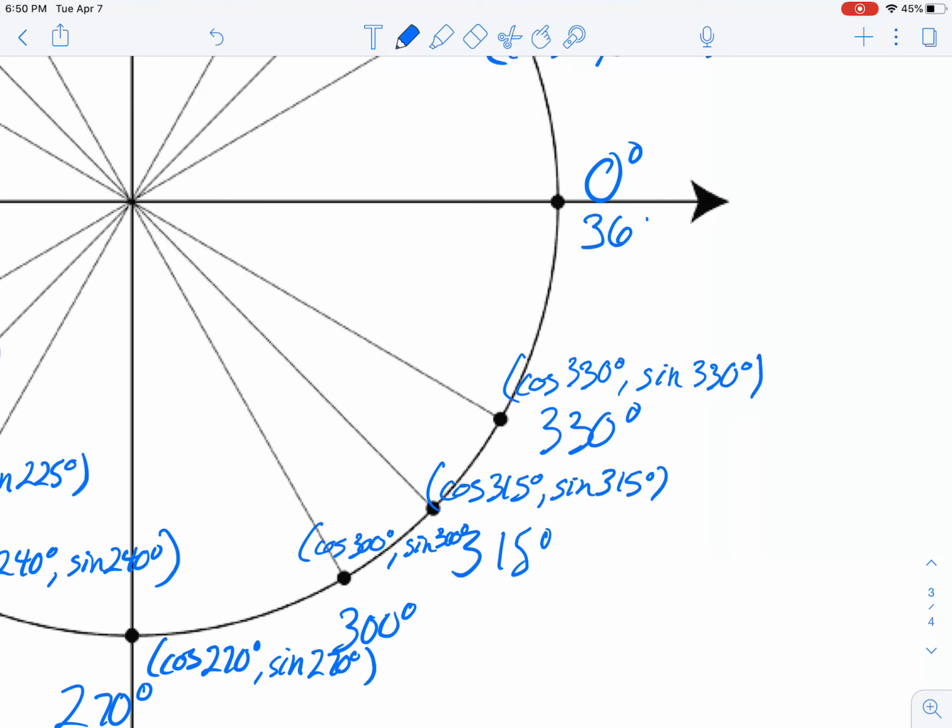Okay, and then remember our last angle measure is 360. So of course we have the cosine of 0 degrees and the sine of 0 degrees, as well as the cosine of 360 degrees and the sine.